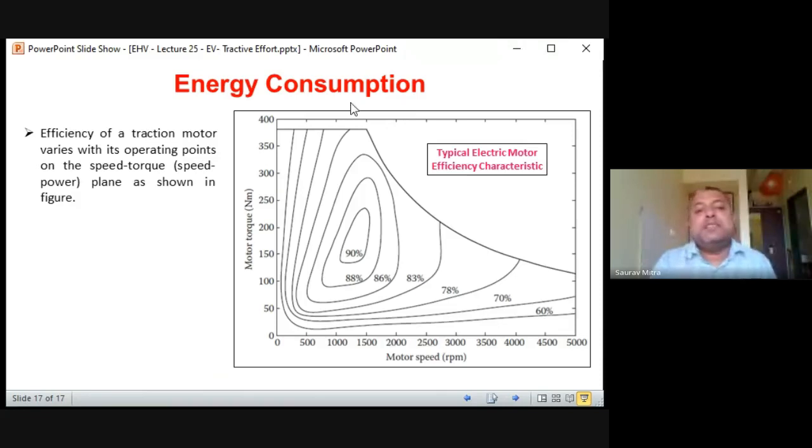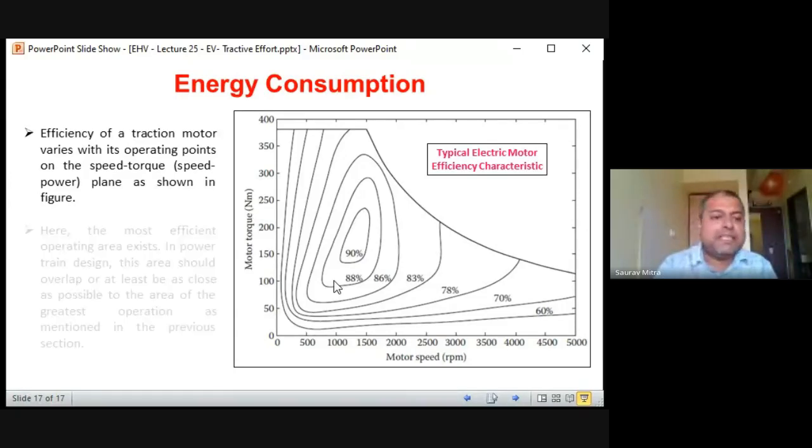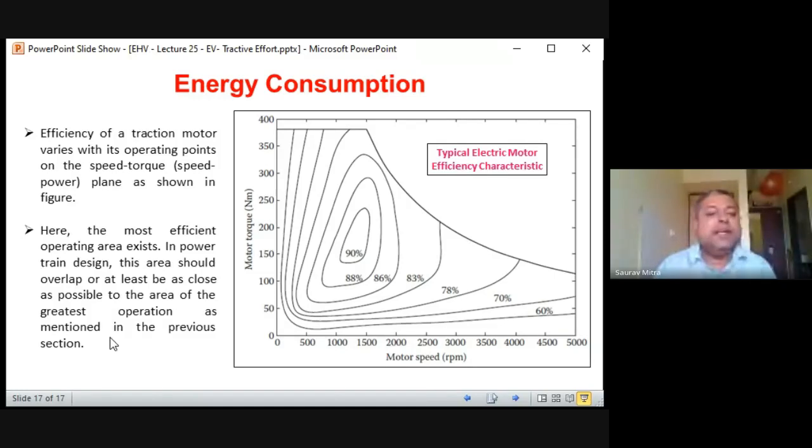Here there is an energy consumption graph, which we call the electric motor efficiency characteristics with respect to speed. There is the motor torque and this is the motor speed. The efficiency of a traction motor varies with its operating point on the speed-torque plane, as shown in the figure. The y-axis is the torque, the x-axis is the speed, and the different efficiencies are mentioned here. Here the most efficient operating area exists. In powertrain design, this area should overlap, or at least be as close as possible to, the area of greatest operation, as mentioned in the previous section.